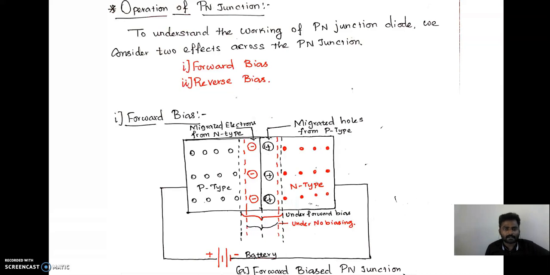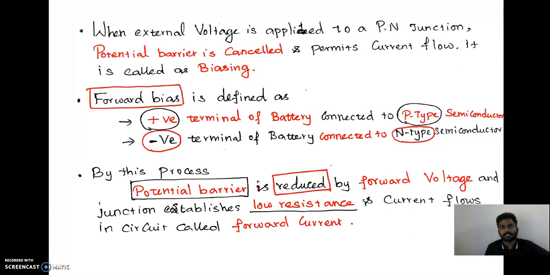Forward bias, as I said earlier, is when the external source, that is a battery, has its positive terminal connected to the P-type semiconductor and its negative terminal connected to the N-type semiconductor. It is termed forward bias, and it has been explained here. From the diagram you can understand it. When external voltage is applied to the PN junction with the help of the battery, the potential barrier is cancelled or eliminated.